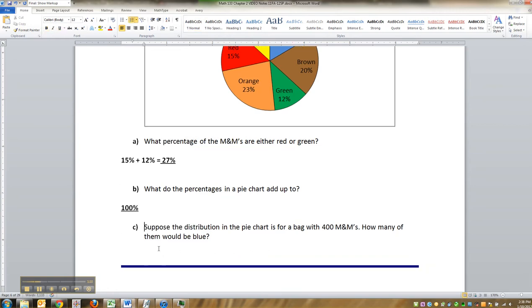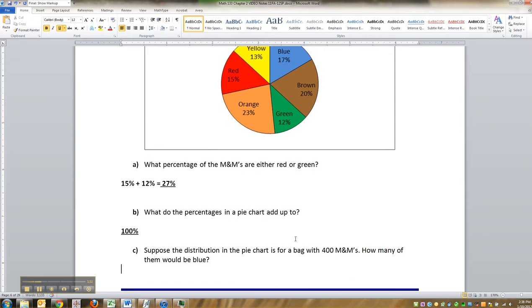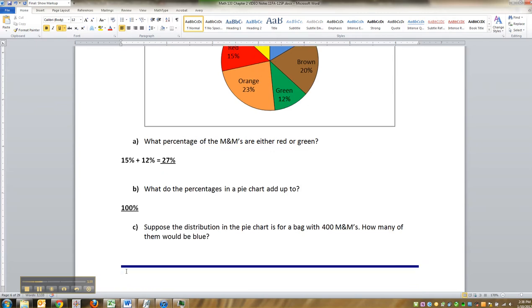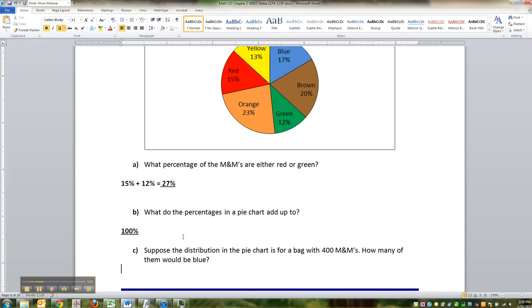Suppose the distribution in the pie chart is for a bag with 400 M&Ms. So pretend these percentages were for a bag of 400, something you get from Sam's Club, some huge bag. How many of these would be blue? Okay, well, 17% was blue, right? 400 M&Ms.